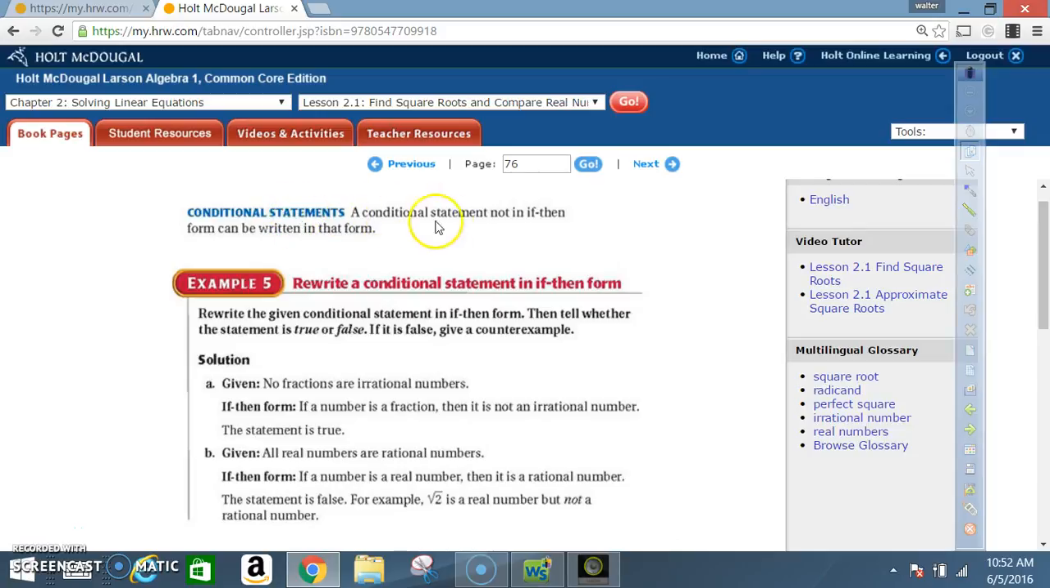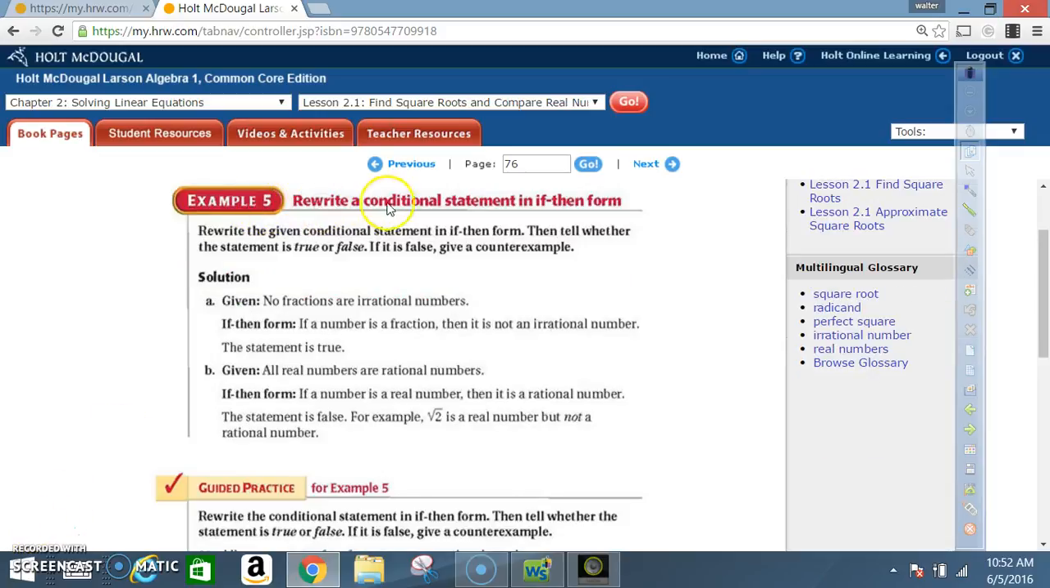Conditional statements. A conditional statement not in if-then form can be written in that form. Example 5. Rewrite a conditional statement in if-then form. Rewrite the given conditional statements in if-then form. Tell whether the statement is true or false. If it is false, give a counterexample. Solution. Given: no fractions are irrational numbers. In if-then form: if a number is a fraction, then it is not an irrational number.